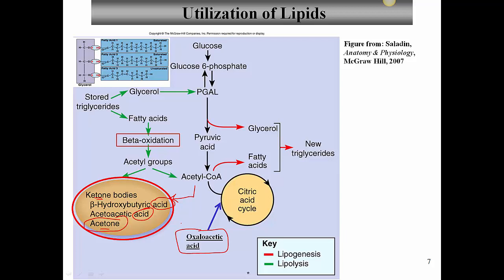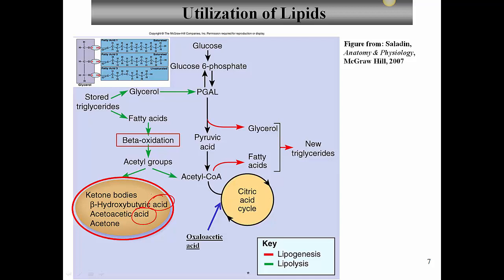So in many diabetics who don't have enough oxaloacetic acid because they can't use carbohydrates very well, what happens is they don't have enough oxaloacetate to merge with the acetyl-CoA to make ATP. So instead, the acetyl-CoA is funneled into making ketone bodies, and the ketone bodies then produce ketoacidosis because of the acids here.